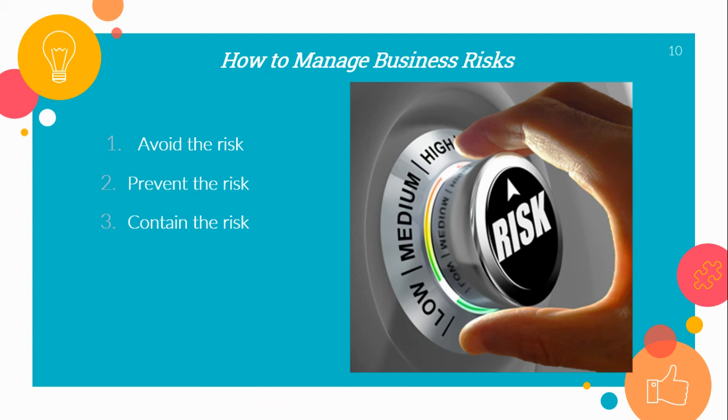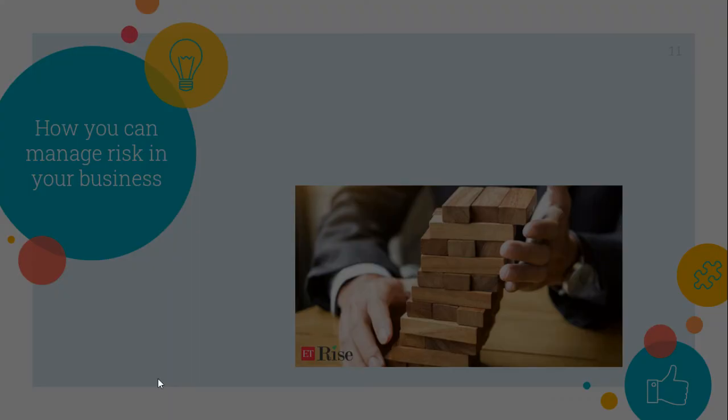Next is contain the risk. Sometimes there are risks that cannot be avoided or prevented. Companies can choose to contain said risks while putting up safety nets. For example, since all businesses need to access the internet where hackers abound, they may put stronger firewalls and other protective measures in place to ensure their company's safety.